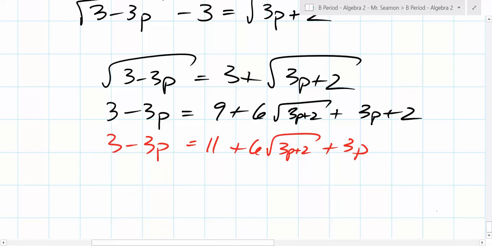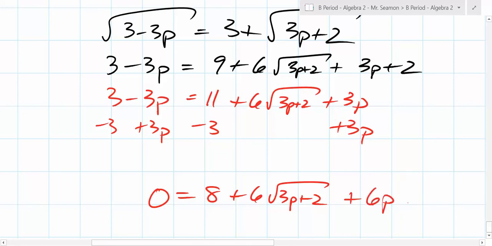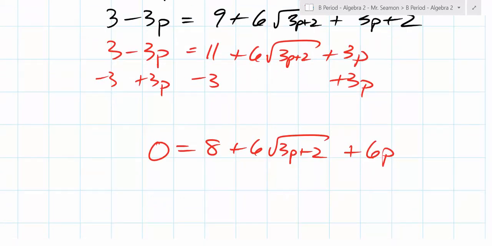Oh, it's negative and positive, right? So you add 3p. Subtract 3. I would subtract 3 and subtract 3. So what do you end up with? 0 is equal to 8 plus 6 of these. No, wait. If it's plus 3p, then when you subtract it, they are negative. Are you trying to get it on the other side? No, we're not moving it yet. All I've done is combine like terms right now. Now you want to isolate.